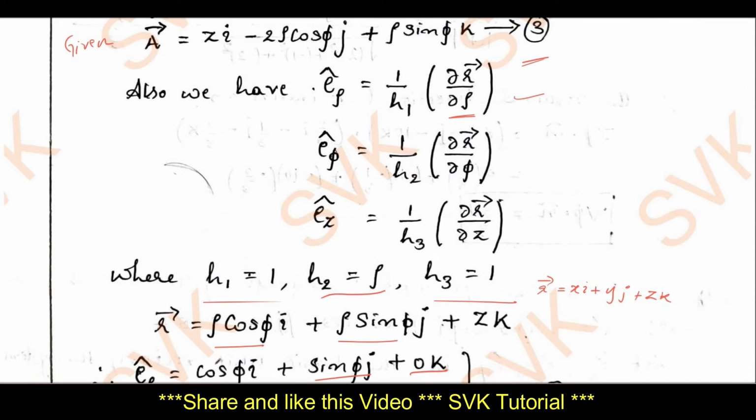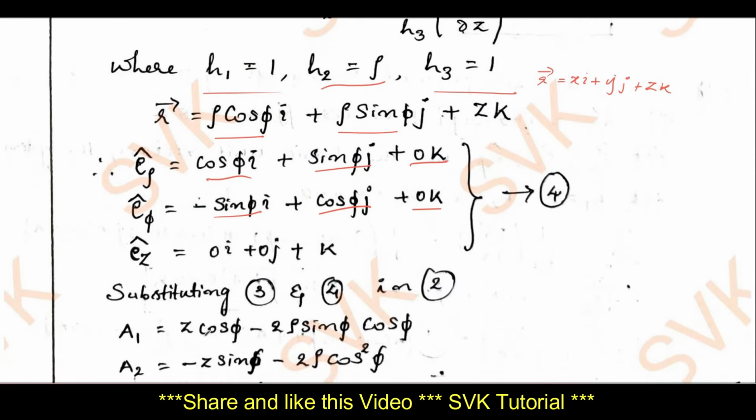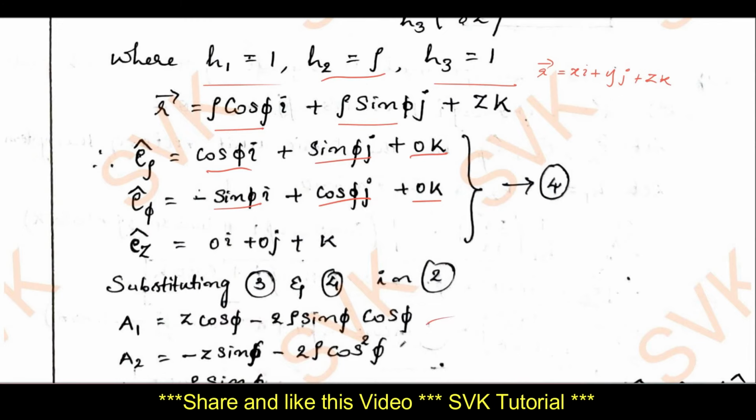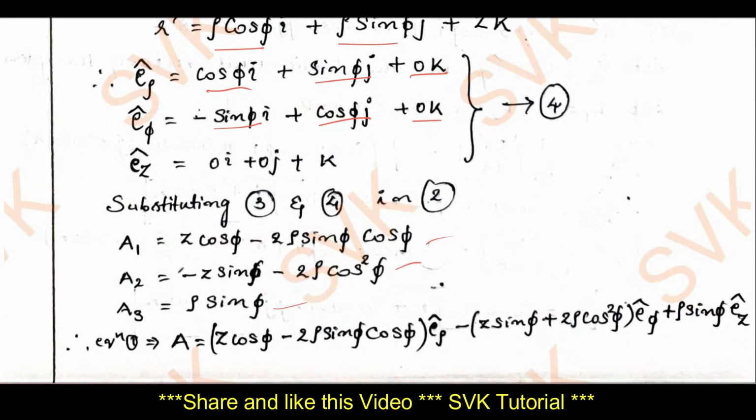Z into cos phi, it is what? Z cos phi. Minus 2 rho cos phi into sin phi, is what? Minus 2 rho cos phi sin phi. 0 into anything is 0. So therefore 0. So this is what I have written, A1. In the same manner, I will find out A2 and A3, the dot product. So after finding A1, A2, A3, I will substitute in equation 1 along with A1, A2, A3. So that will be the desired solution, the vector in the cylindrical coordinate system. So this is what the vector A I have defined.